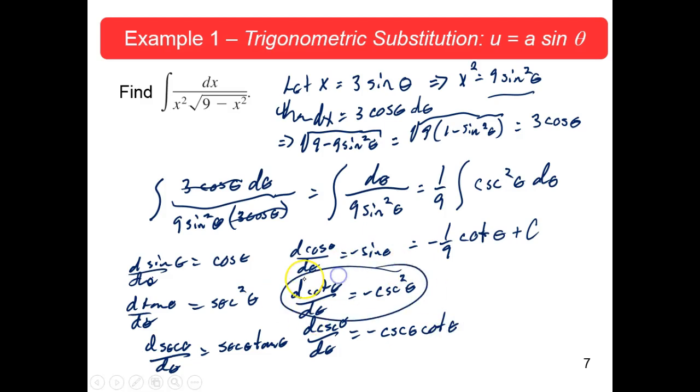This is the one we're doing. If the derivative of cotangent is negative cosecant squared, then the antiderivative of cosecant squared is negative cotangent, going the other way. And that's why it comes out like this, but there's a minus there. Okay.